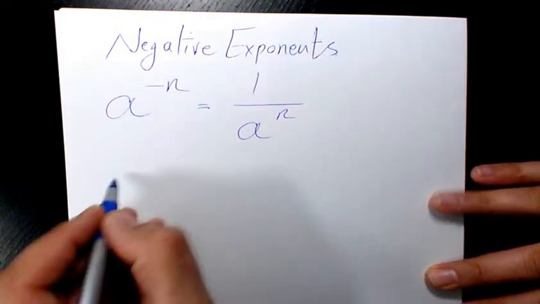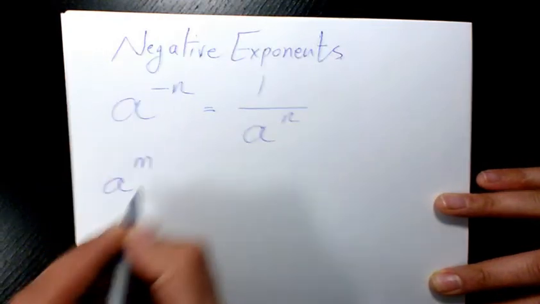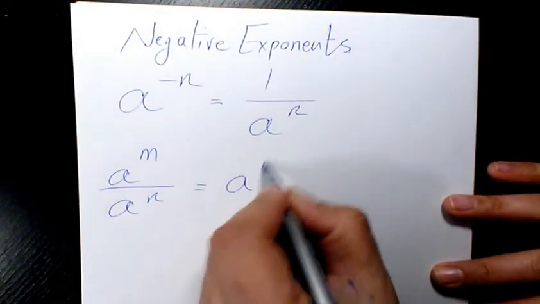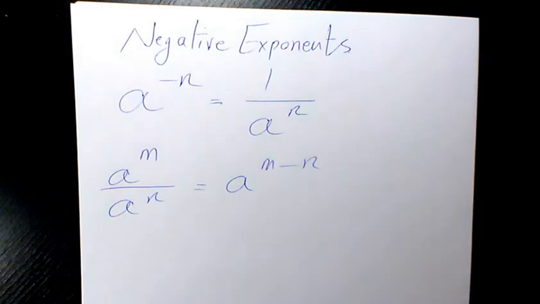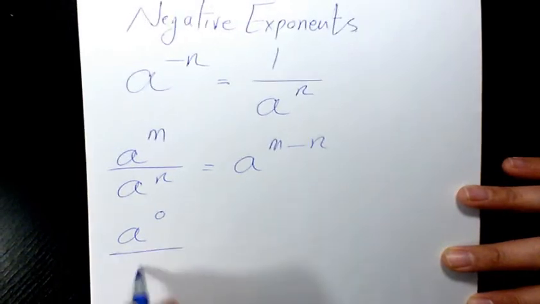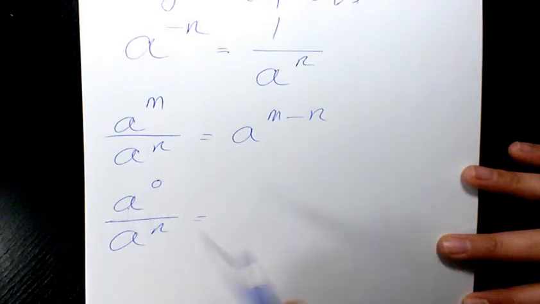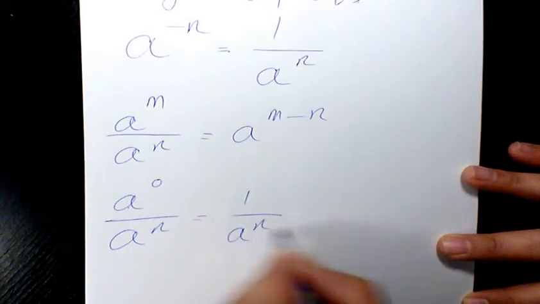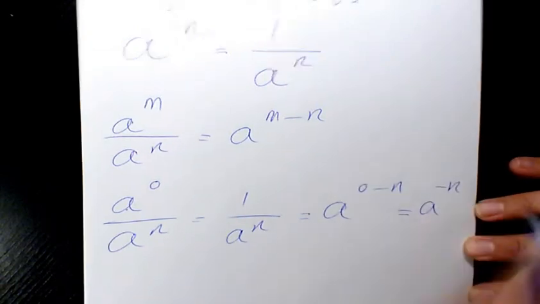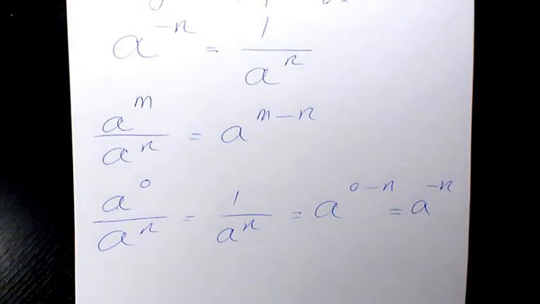Why? Because you know, when we divide exponents like a to the power of m divided by a to the power of n, since the bases are the same, you just need to subtract the exponents. Now, if you assume you have a to the power of 0 divided by a to the power of n, any number to the power of 0 is going to be 1, and here you have a to the power of n. That will be a to the power of 0 minus n, which is a to the power of negative n. So a to the power of negative n equals 1 over a to the power of n. Let's see some examples.